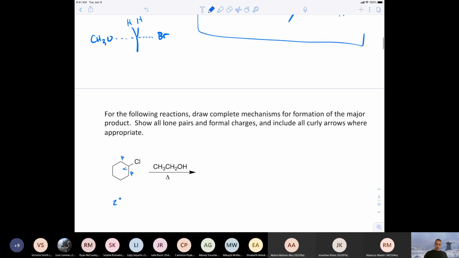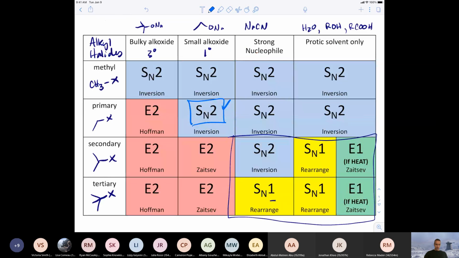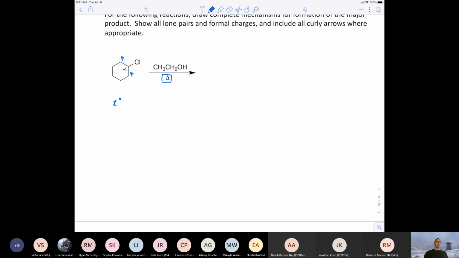So secondary and protic solvent, let's come over here. We're in the rightmost column, and we go down to secondary. And what we see is SN1, or E1 if there's heat. Well, was there heat? That's what this little symbol means. That means heat. You know why we use the triangle to symbolize heat?